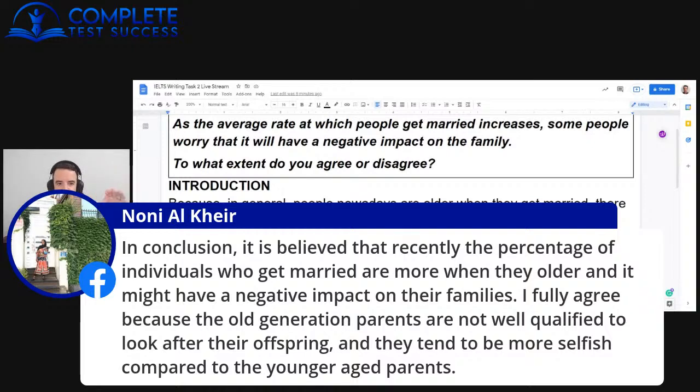Someone should be able to come along and read the conclusion and understand everything that was written in the essay. So we have the two main ideas in here, and it's obvious what the essay was about.